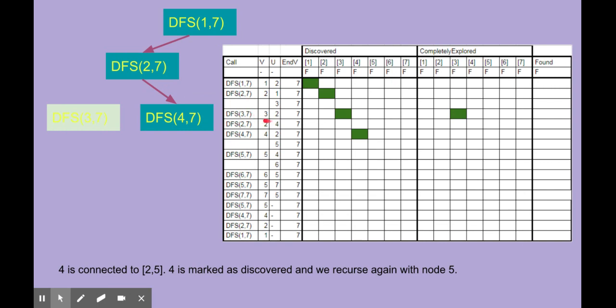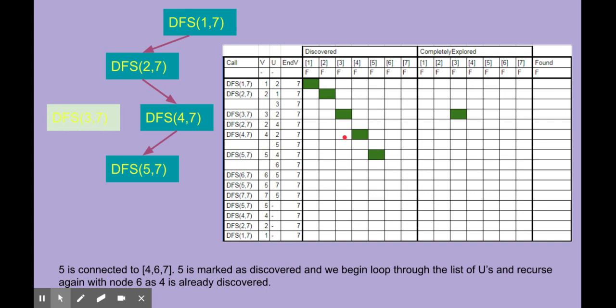So we get to there, and we're on this line here. So we've got to put the 4 in. So 4 now becomes discovered, and then we loop through what's connected to 4. And then we're going to recurse again with node 5. So it's connected to 5. So then what we need to do is recurse again to node 5.